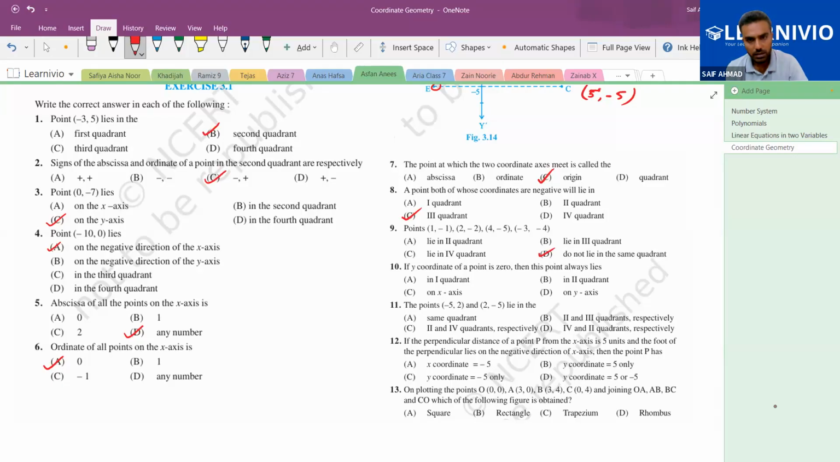If the y-coordinate of a point is 0, then this point will always lie on the x-axis. Yes. The points (-5, 2) and (2, -5) lie in the? Sir, option D. No, third. Option C, second and fourth quadrants. Yes, sir.